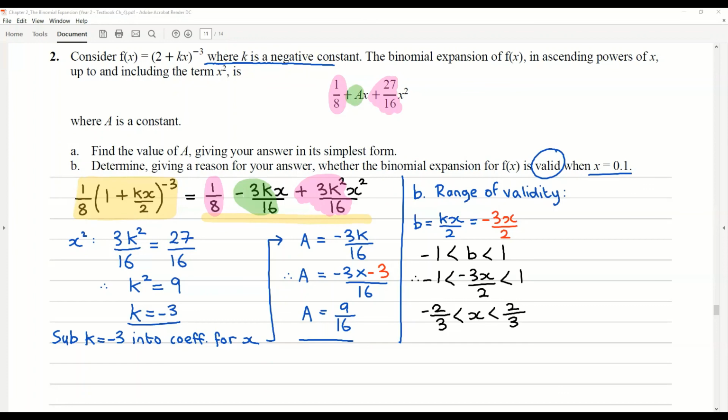Now, to answer the question and to give a reason, we can say that 0.1 is valid since 0.1 lies in the interval minus 2/3 up to 2/3. Okay, and that would do it.